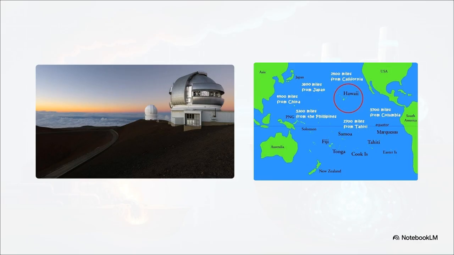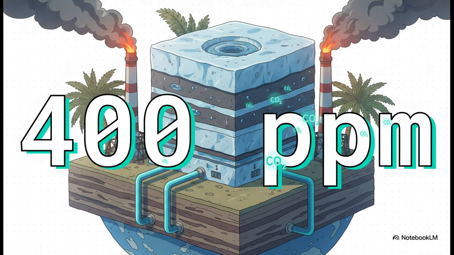It's incredibly remote, thousands of miles from major industrial centers in places like California or Japan. Plus, the observatory itself sits at a staggering elevation of 3,400 meters above sea level. This high altitude provides perfectly mixed, super clean air that's completely isolated from local pollution sources. Basically, it is the absolute ideal location to capture a true, unbiased average of our global atmospheric composition. And thanks to Keeling's daily measurements, we have this pristine record of exactly what combustion is doing to our air.